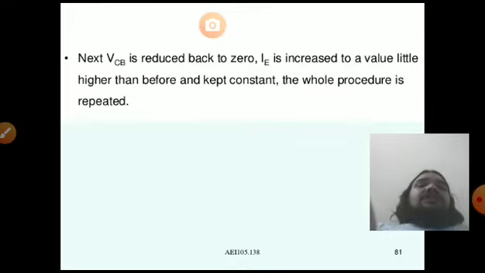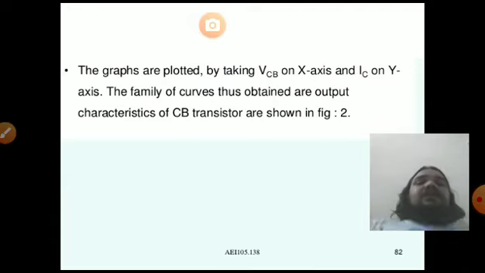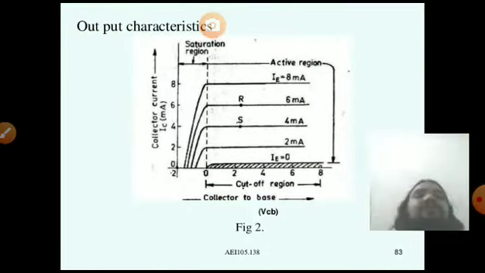The graphs are plotted with VCB on the x-axis and IC on the y-axis. Then the family of curves obtained are the output characteristics of the CB transistor, shown in figure 2.